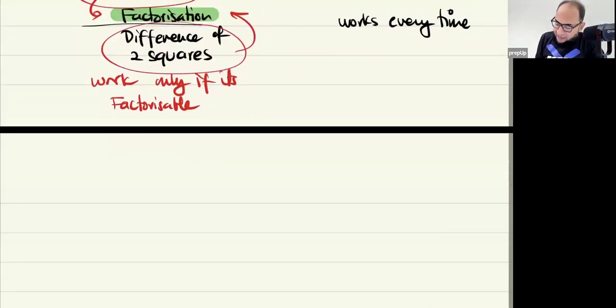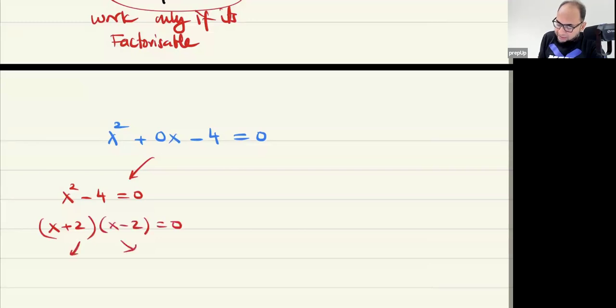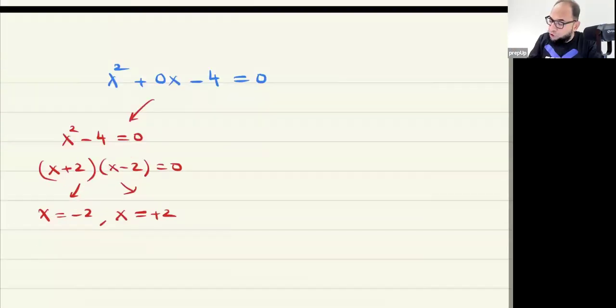Let's say I have x squared plus 0x minus 4 equals 0. There are two ways of solving it. This is x squared minus 4 equals 0. Difference of two squares: (x plus 2)(x minus 2) equals 0. Therefore, x is negative 2, and x is positive 2. That's one approach. The other approach is the quadratic formula.